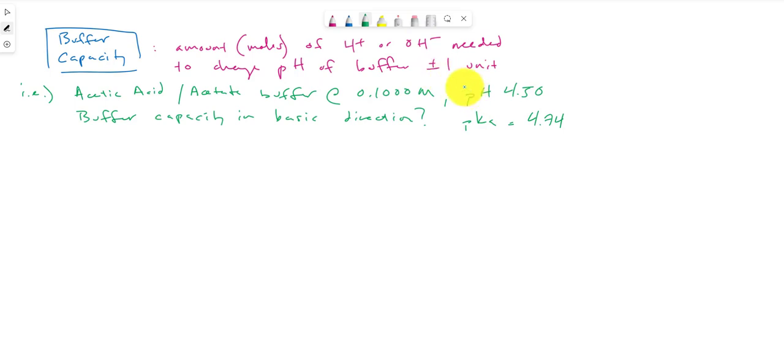So before we can figure out that buffer capacity, we should start by writing up the Henderson-Hasselbalch equation and figuring out the ratio of acetic acid and acetate at pH 4.5. Then we could do another Henderson-Hasselbalch at 1 pH unit greater, at pH 5.5, and see how the ratio of acetic acid to acetate has changed, and that will allow us to figure out how much base was added.